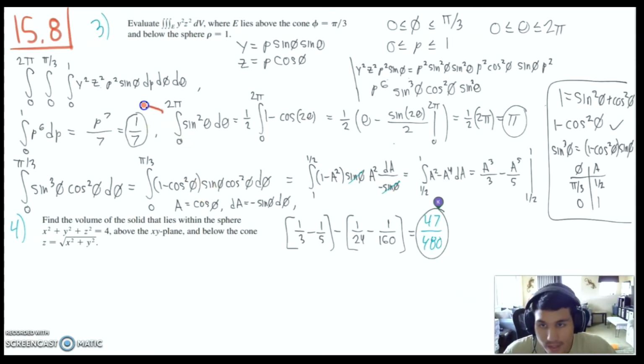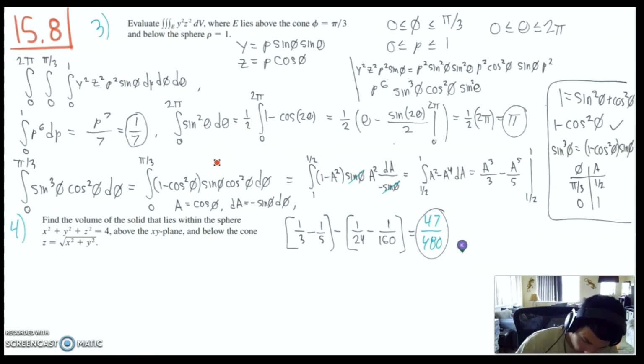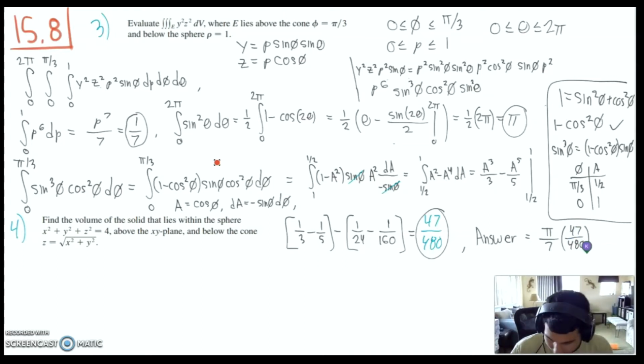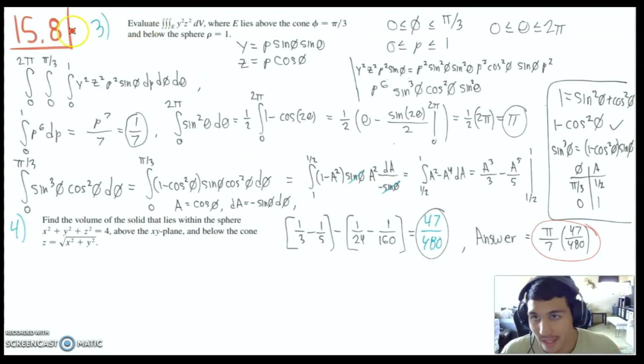So remember we had 1/7 pi and 47 over 48. And remember I split it into 3 integrals, and they're all multiples of each other, so we're going to multiply all those things together. I like to just write answer: the answer is equal to pi over 7 times 47 over 480. And guys, I wouldn't even bother trying to simplify this. You can if you really want to, but we're just going to leave it like that.